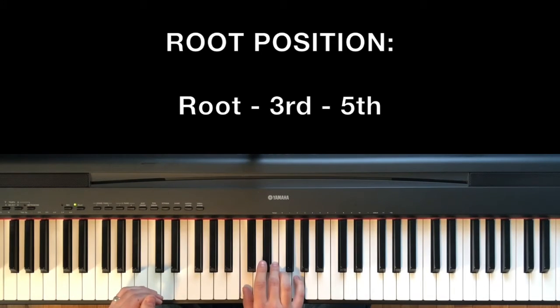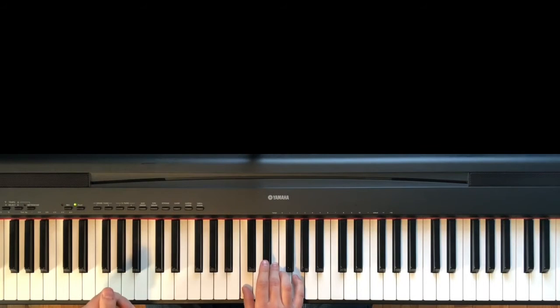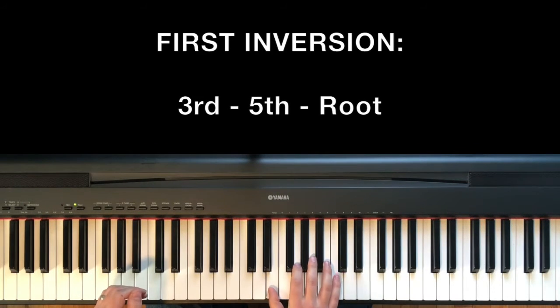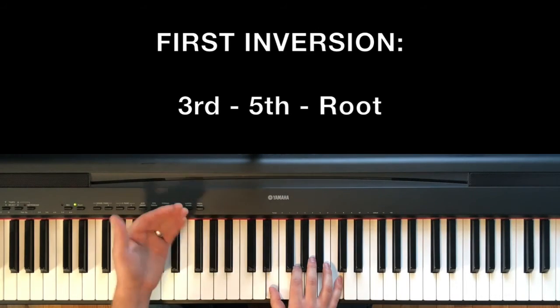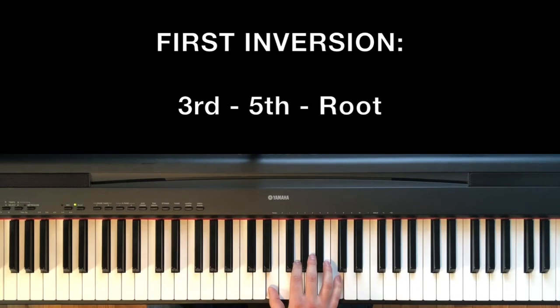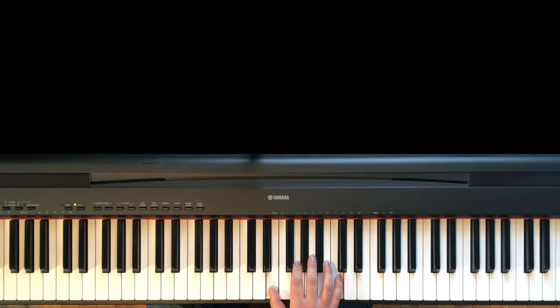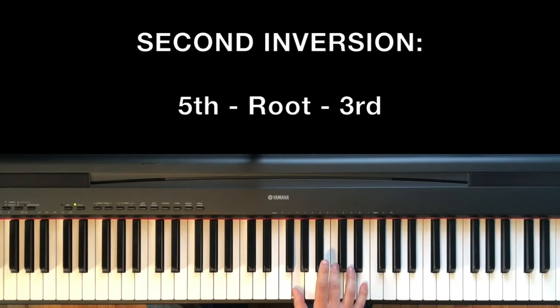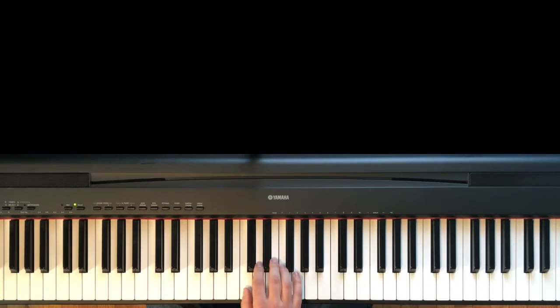Root position is 1, 3, 5 in order from left to right or bottom to top. First inversion is 3, 5, 1. Again, you could play it any octave, that's still first inversion down there, as long as it's 3, 5, 1. I'm not talking about finger numbers, I'm talking about notes of the chord, the third of the chord, the fifth of the chord, and the root of the chord. Right? And second inversion is 5, 1, 3. So it's 1, 3, 5, 3, 5, 1, 5, 1, 3. And that covers all of the inversions for your major and minor triads.